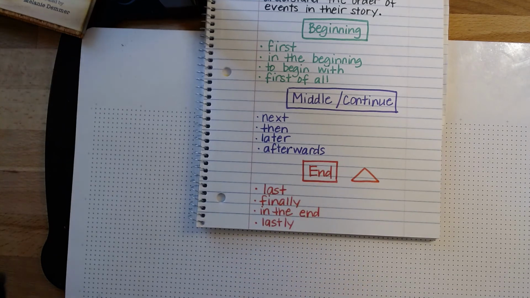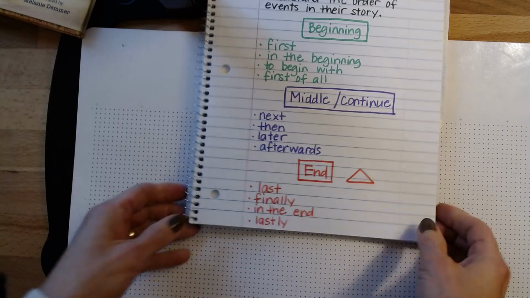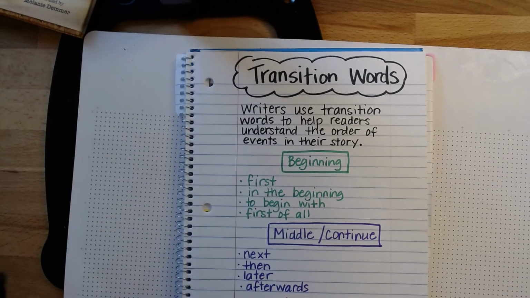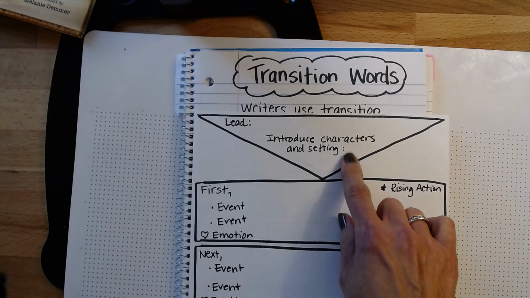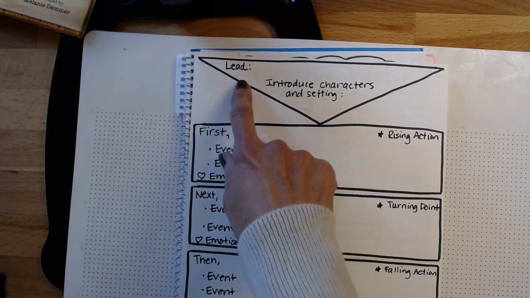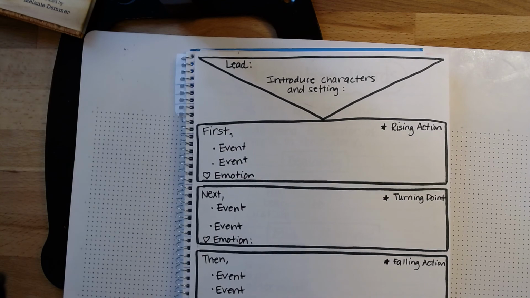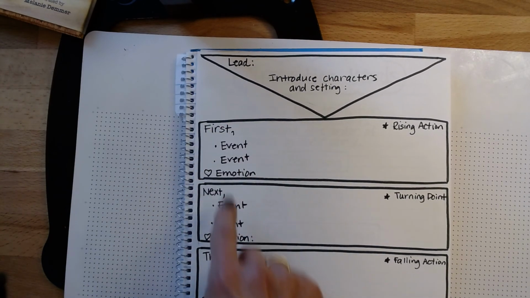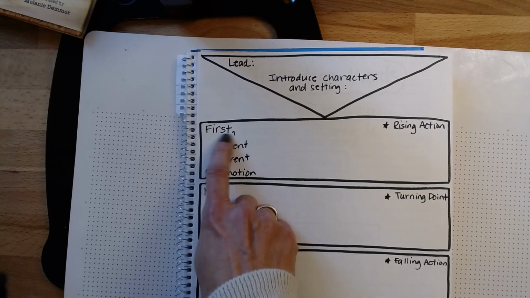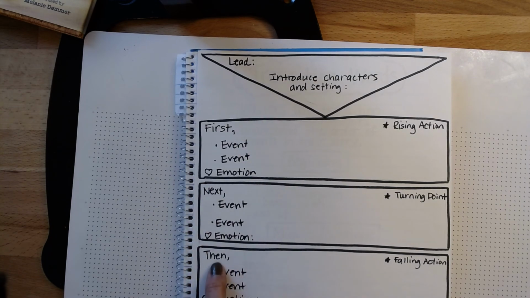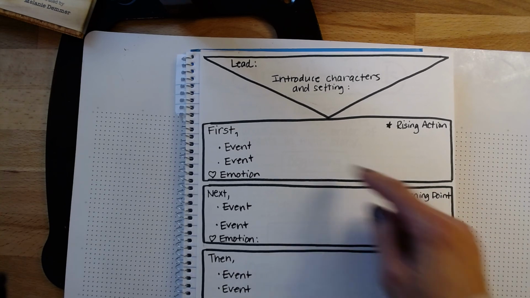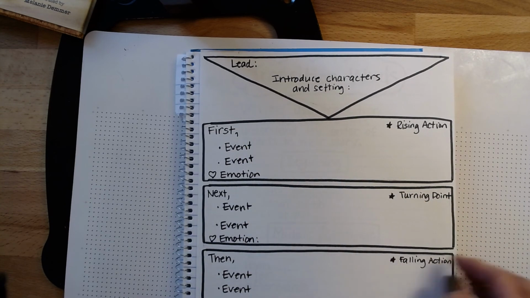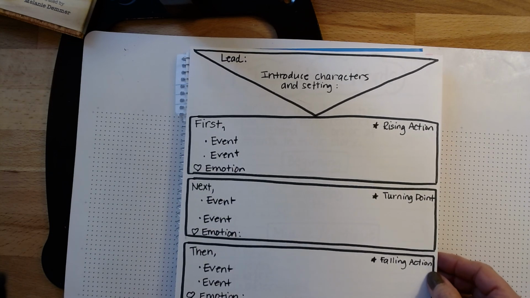I want to make sure that you put it at the end of your story. Now, we're going to talk about leads tomorrow or the next time we meet, which is the part of our power organizer that gets everything started, right? We want to hook the reader so that they're interested in what we have to say. You'll notice on this power organizer and on yours, it's got listed first, next, then. If you decide to use a different transition word, that's up to you, but make sure it's showing the order of the events that are happening in your story and make sure it makes sense.